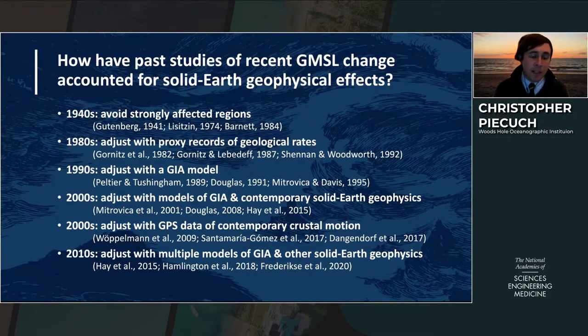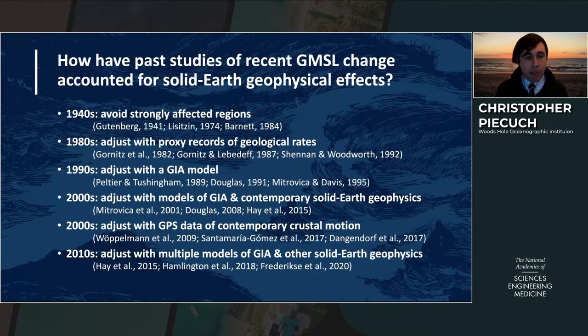Starting around the 1990s, you start seeing the availability of global glacial isostatic adjustment models. So similar to those practices in the 80s, you have folks like Dick Peltier and others that will use models of the glacial isostatic adjustment process, again, to correct those tide gauges under the assumption that the models accurately simulate the glacial isostatic adjustment process and that GIA is really the most important geophysical effect on the tide gauges.